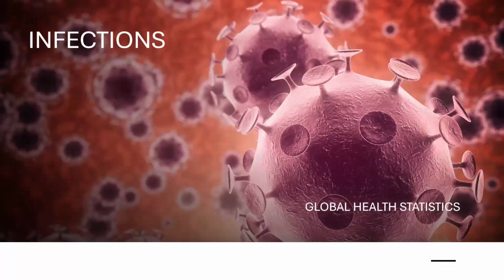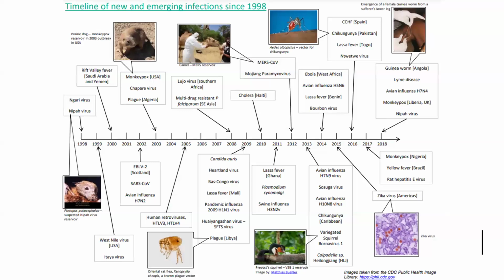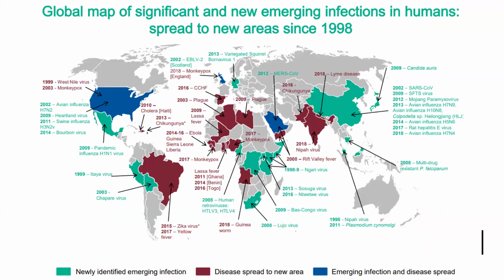But let's look at some of the global health statistics about infections. We heard about coronavirus, but coronavirus was just the tip of the iceberg. There was an immense number of viruses which affected the world. It's just that coronavirus became big because its impact was huge. But right from 1998, we have been attacked by different viruses. And those viruses have not affected small areas, but all the areas around the world.